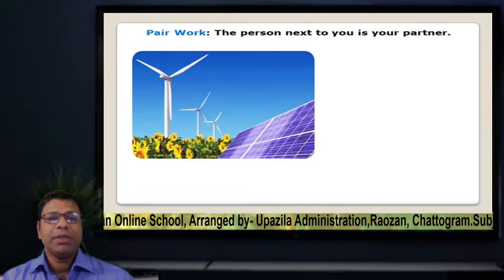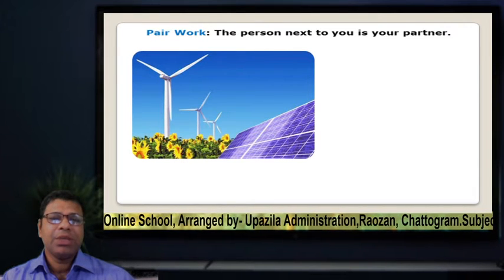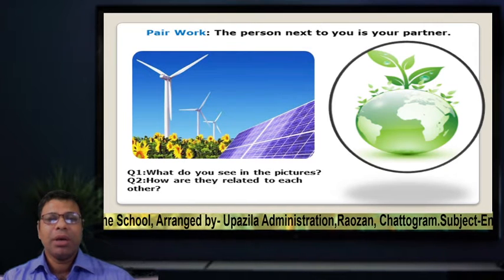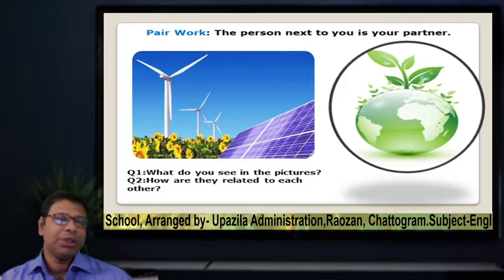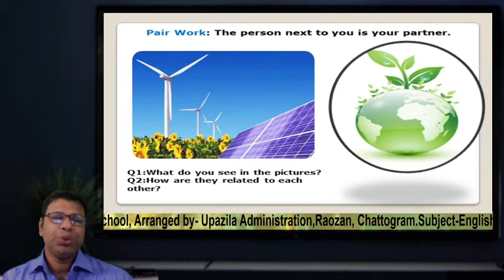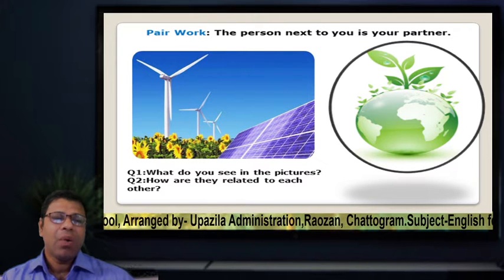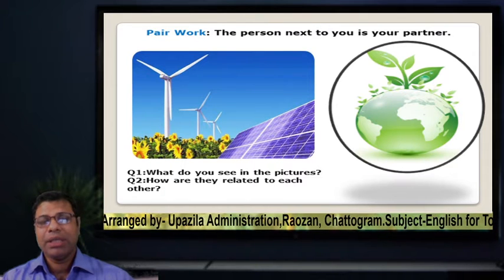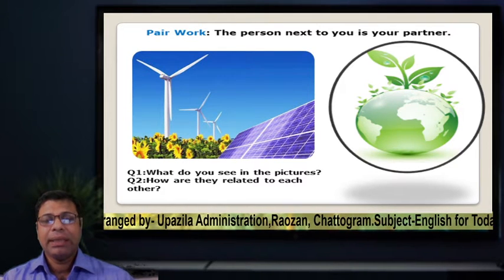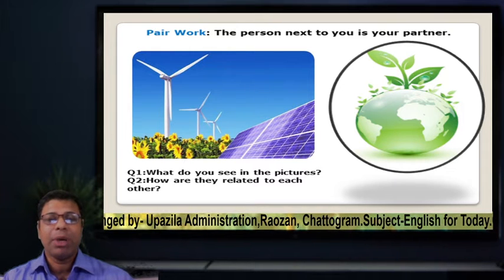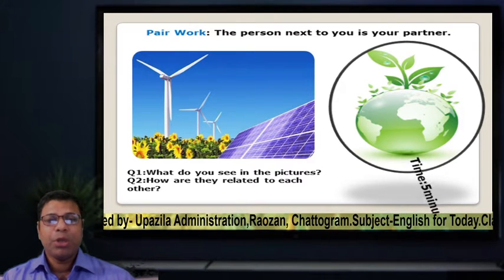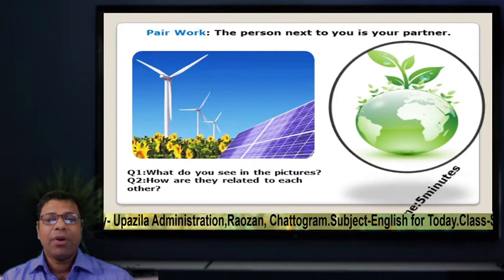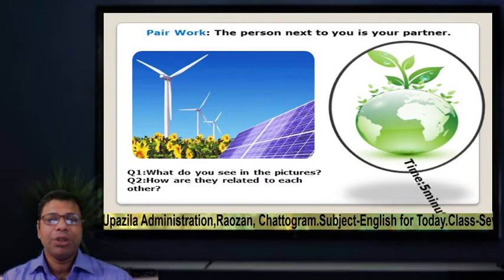Dear students, the person next to you is your partner, but there is no person, so do it yourself. Look at the pictures, and I have written two questions for you. First, what do you see in the pictures? Second, how are they related to each other? You can see two types of pictures, and I think they are very much related to our environment. So pause the video and write it down. You will get only 5 minutes, but to save time, I will continue.